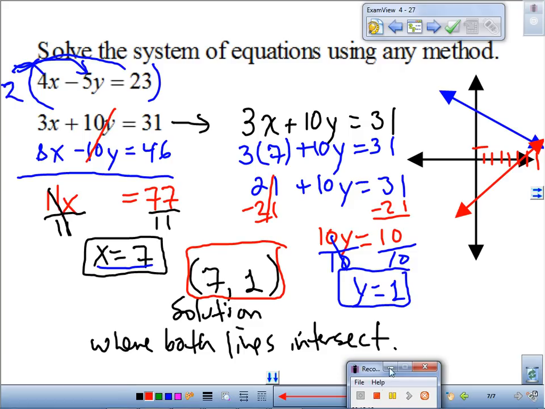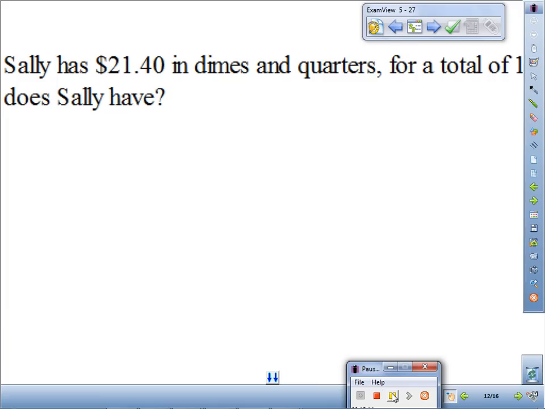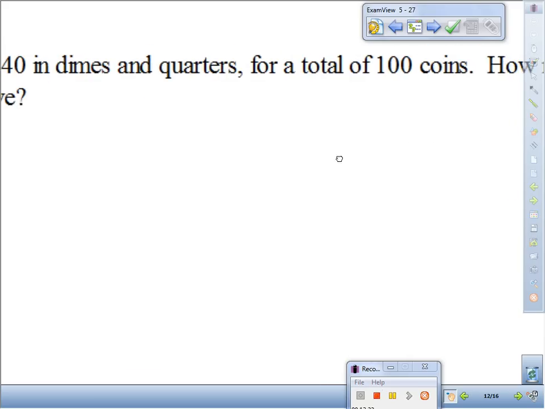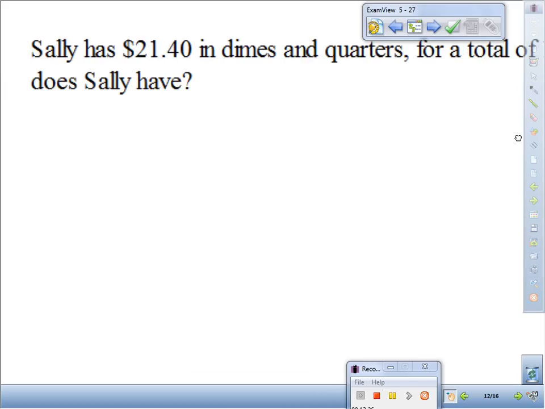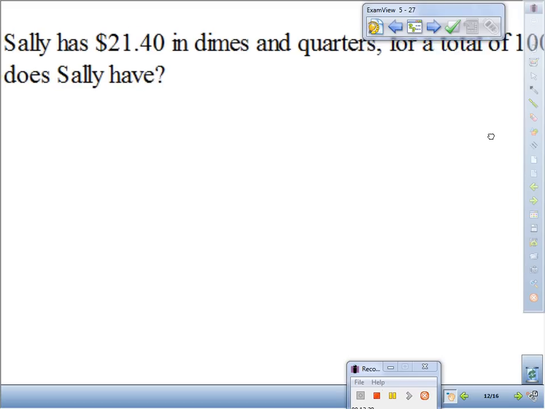All right, let's go to number 5. Number 5 says, Sally has $21.40 in dimes and quarters for a total of 100 coins. How many of each kind of coins does Sally have?